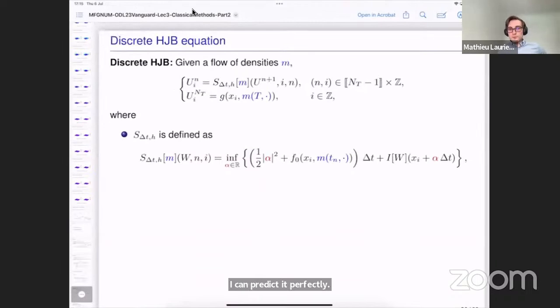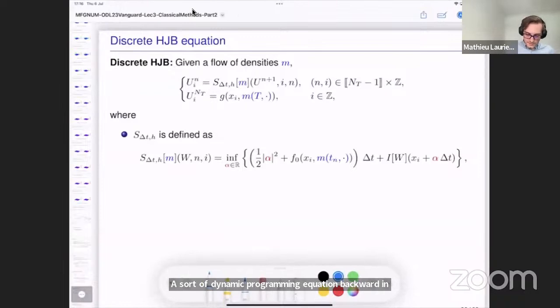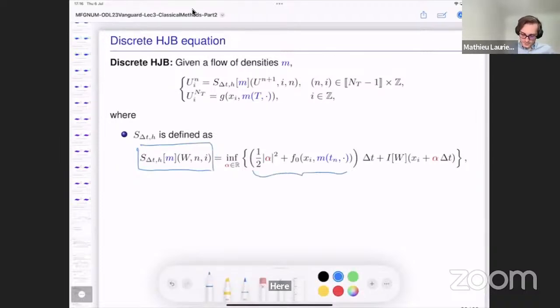So then we can write a discrete equation corresponding to the continuous equation, where we have a flow of densities given to us, and we write a sort of dynamic programming equation backward in time. And this is based on the operator S. Here we have to explain what this operator is and what it does. It mimics what we had in the continuous case here, except that we do that for one step. So this is one time step, time step Tn.